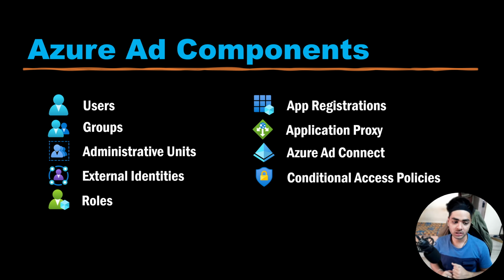Second is the groups. We have two types of groups: one is the security group and the second is the Microsoft 365 group. A Microsoft 365 group is a group where only users can be added, whereas in a security group, your users, service principals, and any identity which you have in AD can be added within that group. Then we have membership types within the group. There are basically two types: dynamic, which includes dynamic user and dynamic device, and assigned.